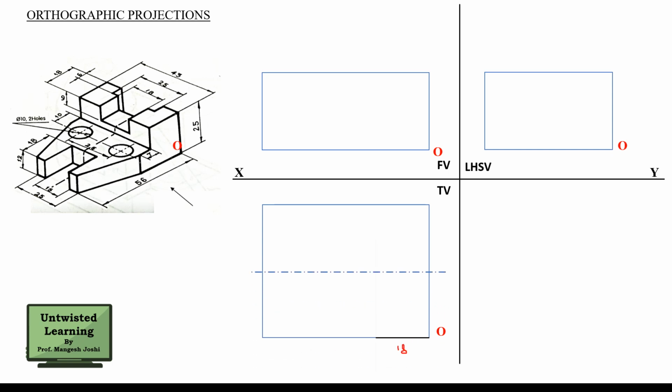I have drawn the center line. Now this distance is 18, so 9 on one side and 9 on the other side, so that total distance will be 18. Now this distance is 12, this 18 minus 6, so this 12 mm here as well as 12 mm here. This completes this rectangle.